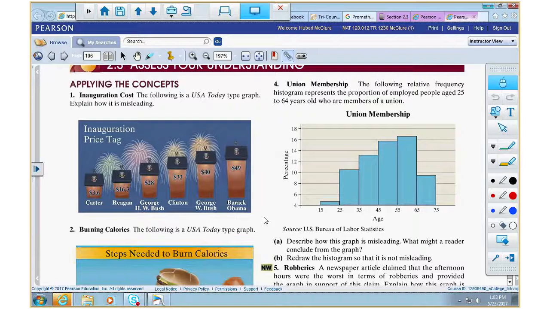What I'm looking for here is the depth perception of the bar graph. Why is that bar graph misleading? Carter's is only 3.6, Obama's is 49, and his is almost half as big, but you can't tell because the view is, it's kind of like you're viewing it at an angle. What would be better in this context? To turn it so it looks more like that. Do you see what I'm talking about?